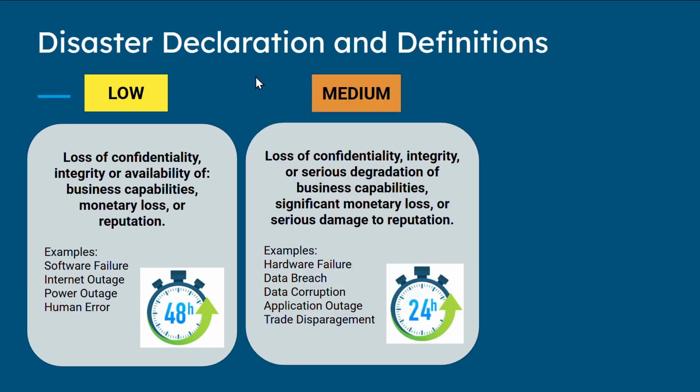Medium requires a 24-hour notification, and so that's a loss of confidentiality, but it's more of a significant nature. And things of that nature would include hardware failure, data breach, whether or not there's a data corruption in some way, application outage, or if there is a trade disparagement.